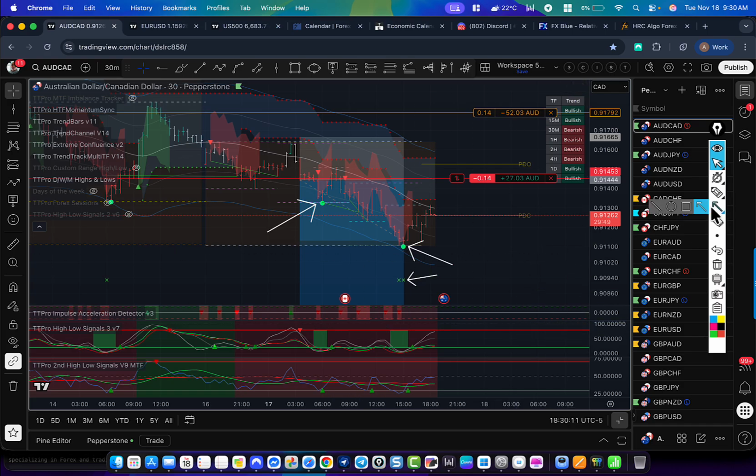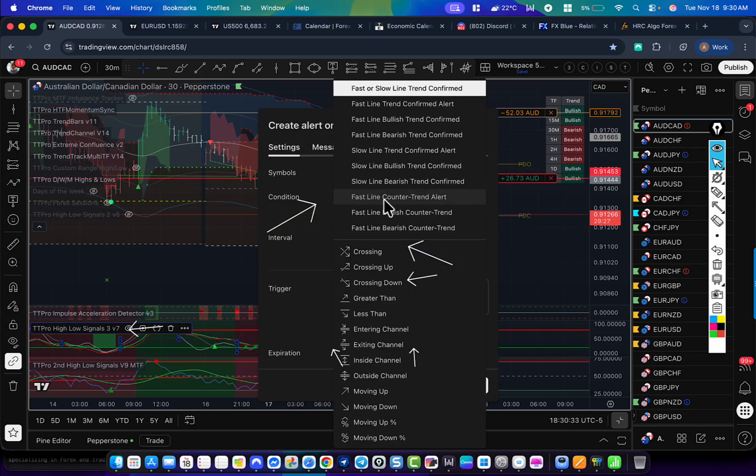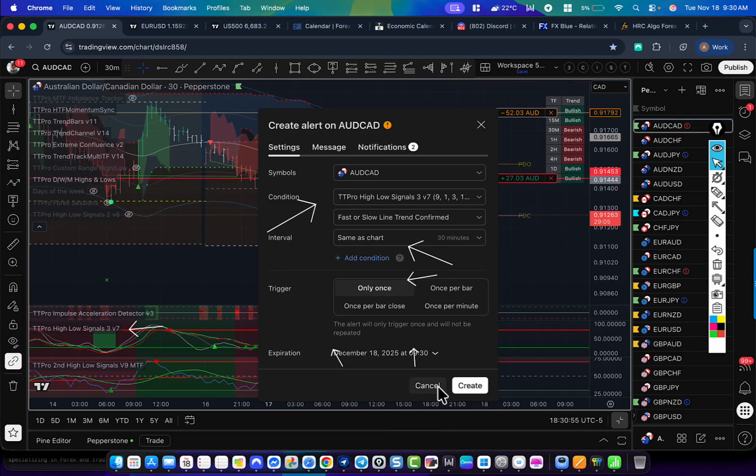Exit alert number 2, you need this. It's going to be this indicator here. It's the high-low signals 3. So come in here and you're looking for, like if this is bearish, this down here is a bullish alert. So you're going to come in and click the 3 dots, add alert, and it's going to be fast line bullish trend confirmed there. It should just say fast line bullish alert. I'll get my developer to change that. I'll try and get him to do it today.